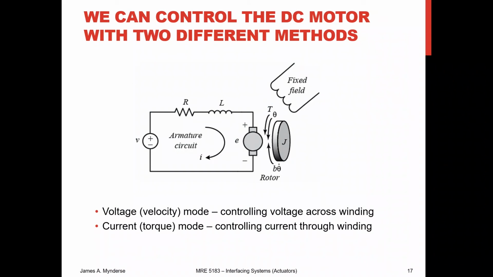So we can do this two different ways. We can control the voltage on the armature circuit, and that'll control our velocity, or we can control the current through it, and that'll control our torque, because the torque is going to be proportional to the current. So two different ways to do it. I think in this class we're going to do almost exclusively voltage, but certainly current control is not impossible. It just requires a little bit more circuitry.